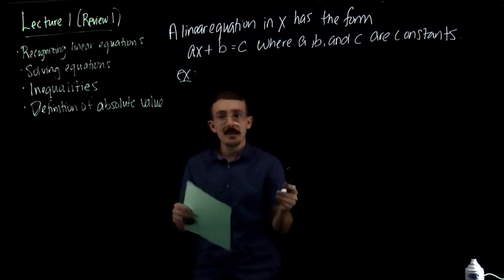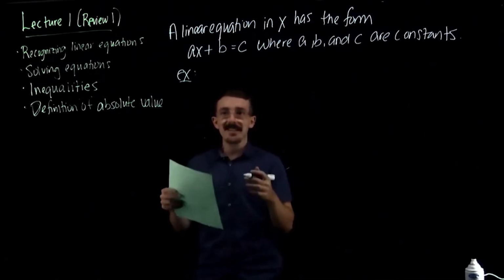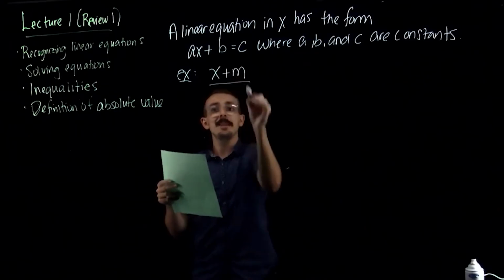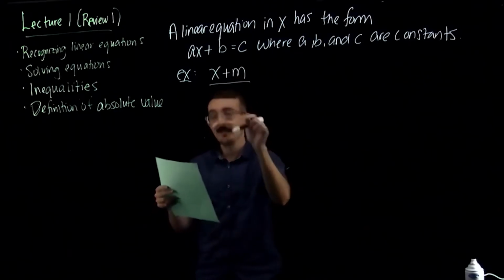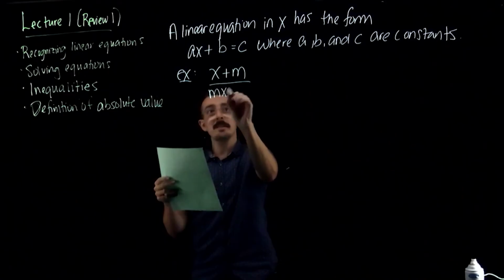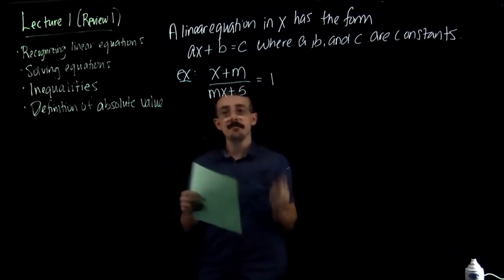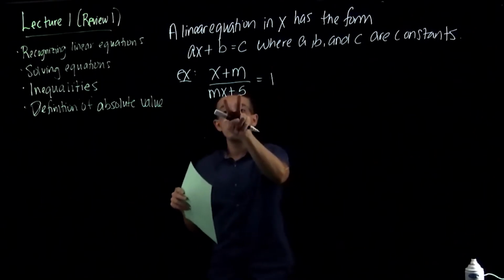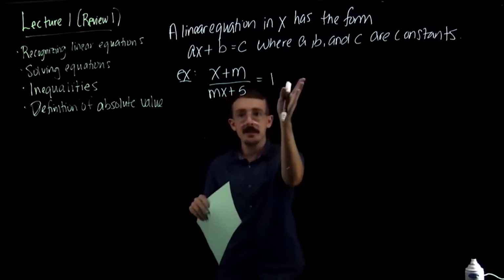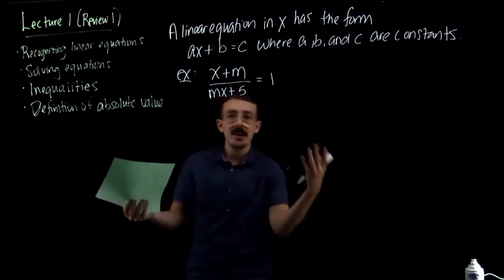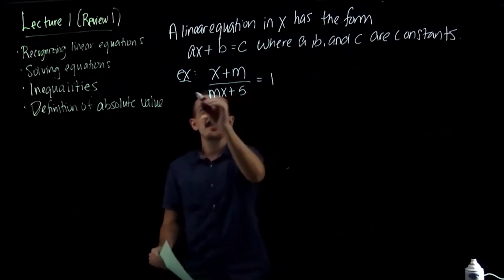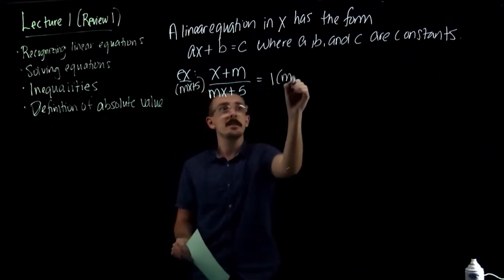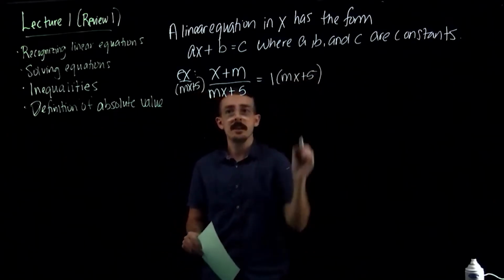Let's try solving an equation. Let's bring back the memories of solving equations from high school. So we have x plus m, where m is going to be a constant, over mx plus 5 is going to equal 1. Let's get rid of this denominator. We're going to multiply both sides by the denominator because it undoes the division that's here. So I'll have mx plus 5 multiplied onto both sides, just like this.